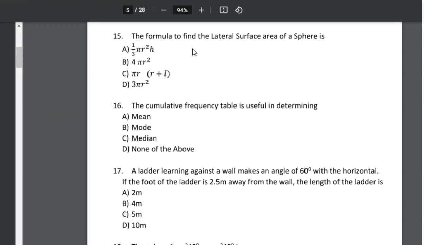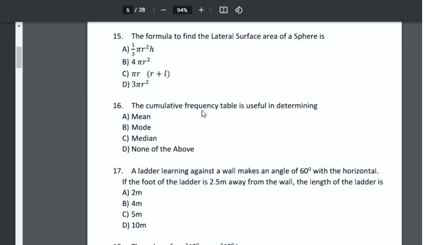This is the formula for volume of cone. C option is pi r into r plus L. This is the total surface area of a cone formula. 3 pi r square is total surface area of a hemisphere. So 4 pi r square is the formula for the lateral surface area of a sphere. Correct option here is B.